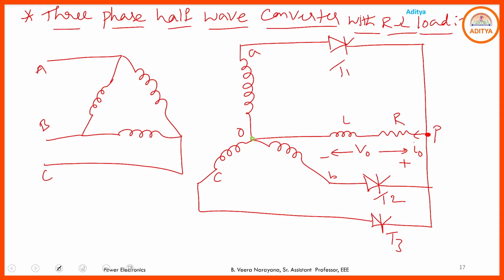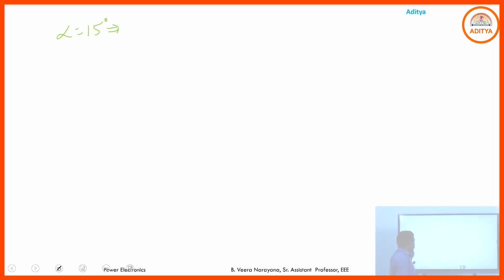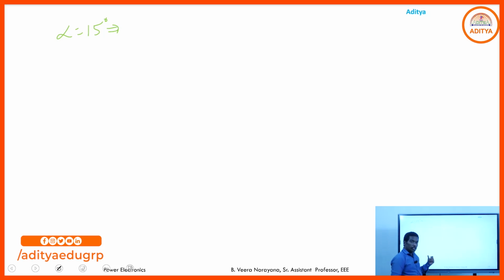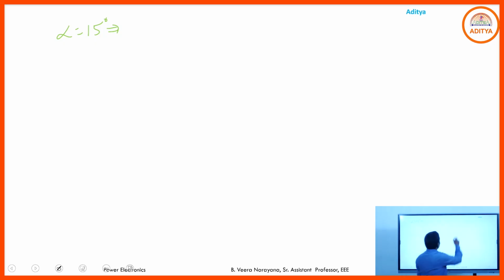Out of these three SCRs, the phase which is more positive has its corresponding thyristor in the forward biasing mode. If you provide the gate pulse to the forward-biased SCR, then it comes to the forward conduction state, or on state. We already discussed and drew the output voltage waveforms in the last class for alpha equal to 0, 30 and so on. Here I just want to draw the output voltage waveforms for alpha equal to 15 degrees and alpha equal to 60 degrees.